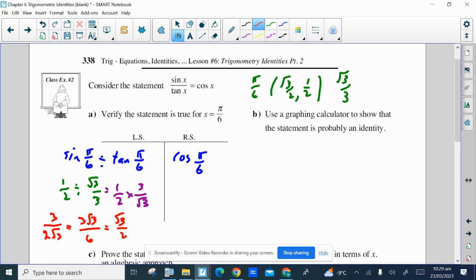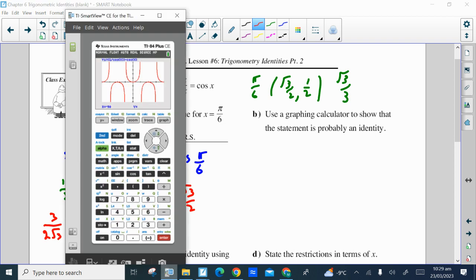When you rationalize by multiplying top and bottom by root 3, the bottom will be 2 times root 3 times root 3. Root 3 times root 3 is 3, times the 2 gives us the 6, which is what the cosine of pi on 6 is, root 3 over 2, right from the unit circle. So we've shown that the statement is true when x equals pi on 6.